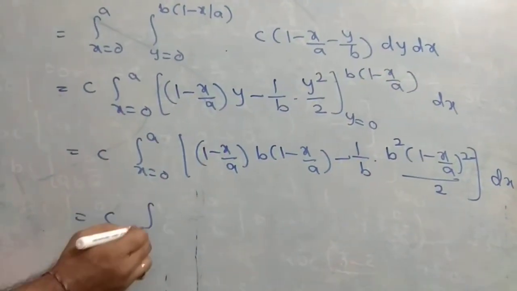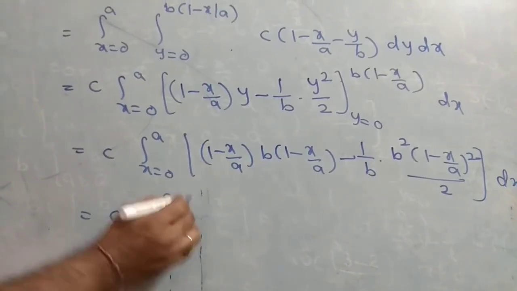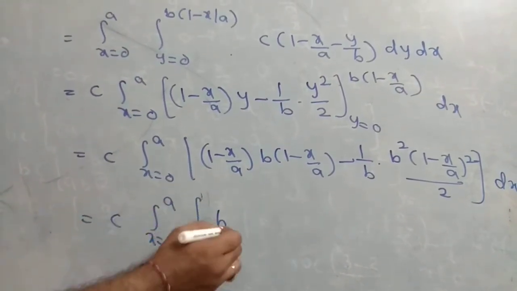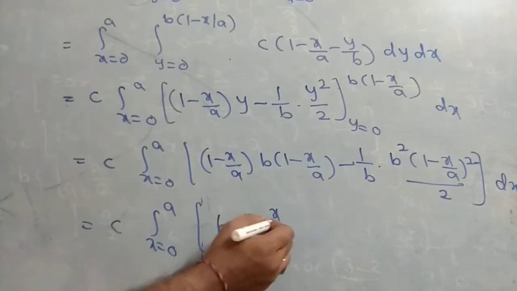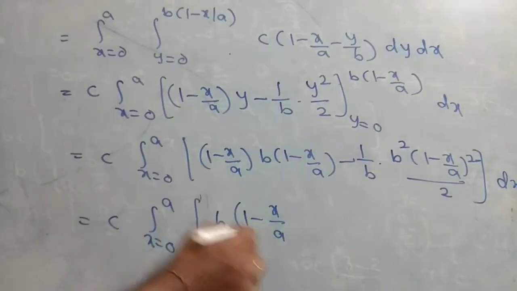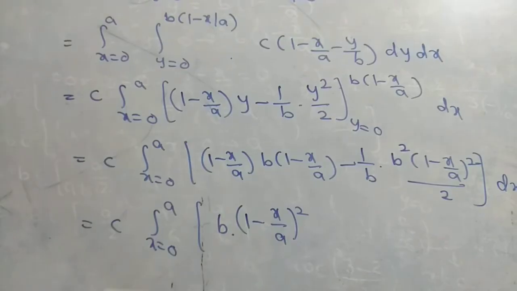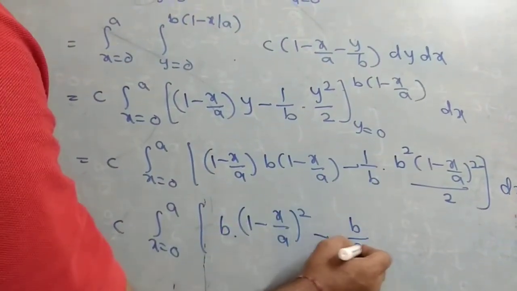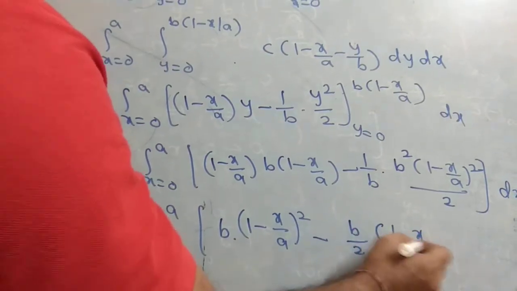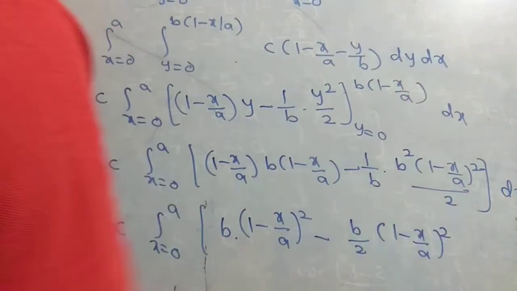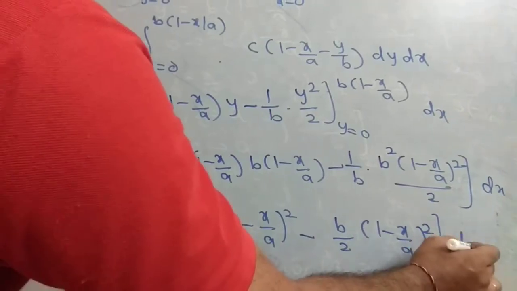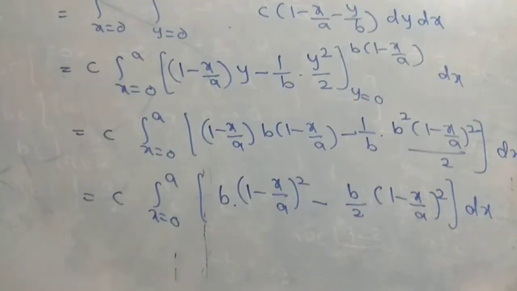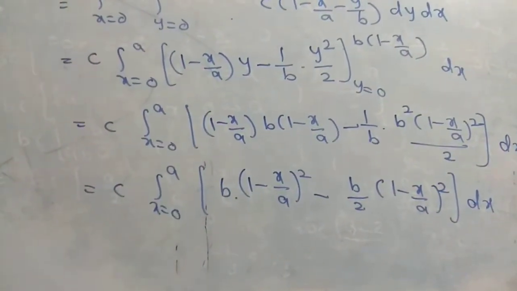It is c into integral x equal to 0 to a. So b, it is nothing but that 1 minus x by a, same value is there. You can write whole square, and minus 1 by b is cancelled. So you will have b by 2. It is 1 minus x by a. It is also whole square. This is of dx. Now you need to find out the integration with respect to x variable.